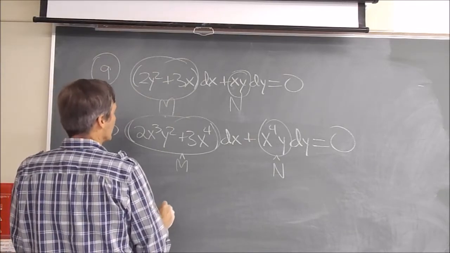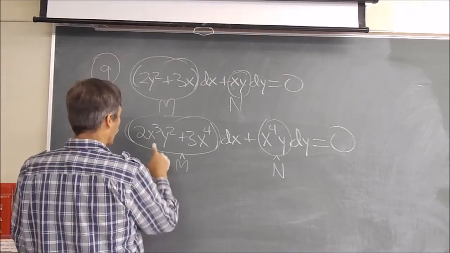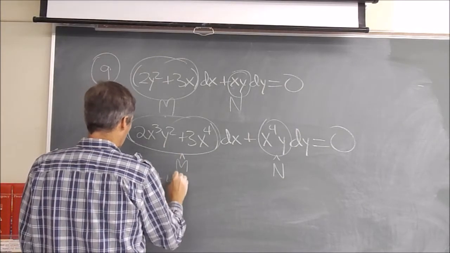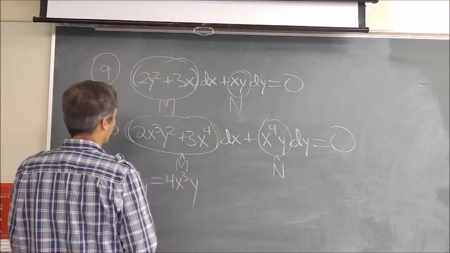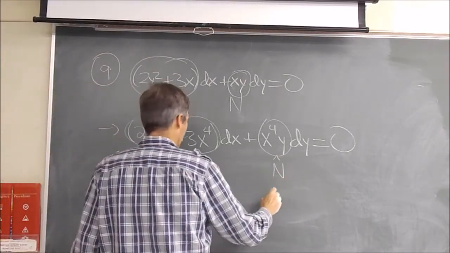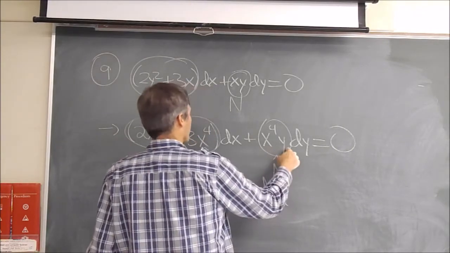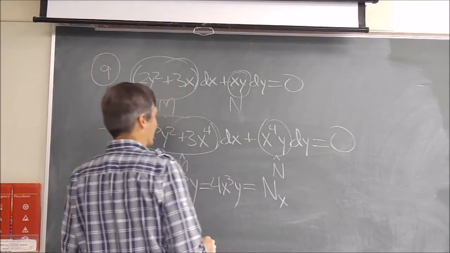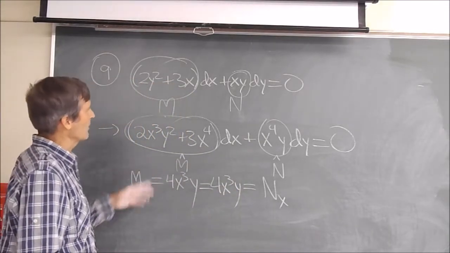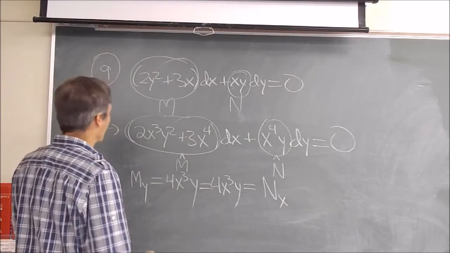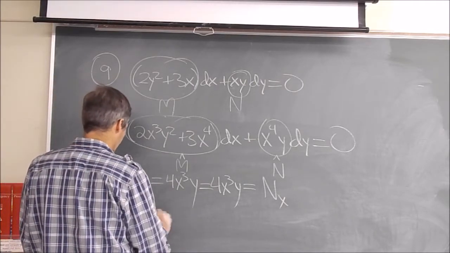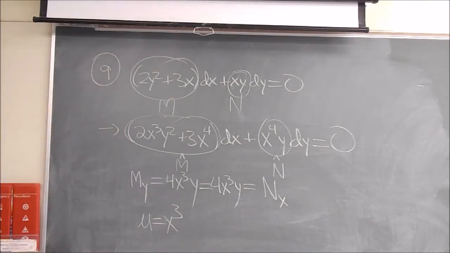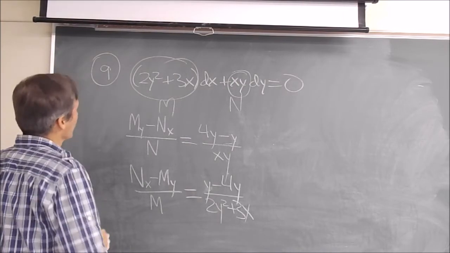M hat, the partial with respect to y, is 4x cubed y. And N hat, the partial of this with respect to x, is 4x cubed y. Sure enough, it's exact. I can now solve it by the method for exact equations, but the question is just to find the integrating factor. Apparently, an appropriate integrating factor is u equals x cubed. So number 9 is an integrating factor.